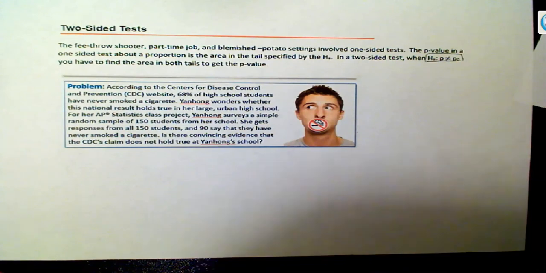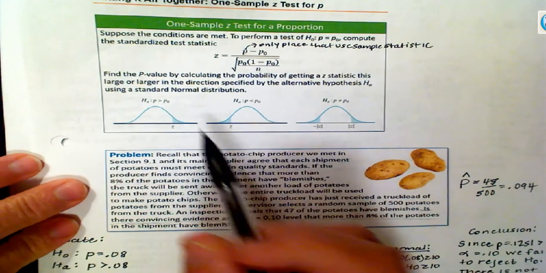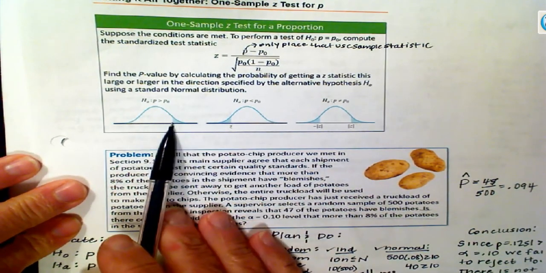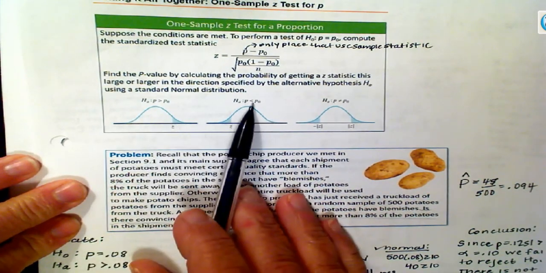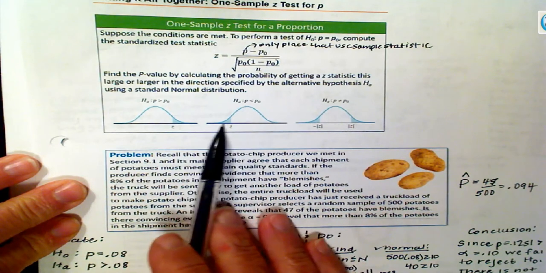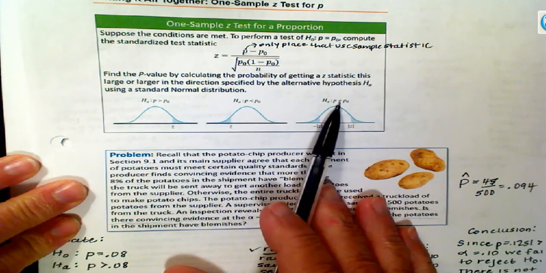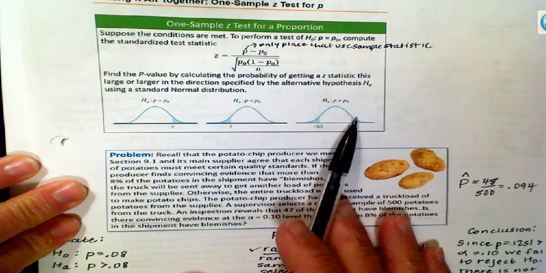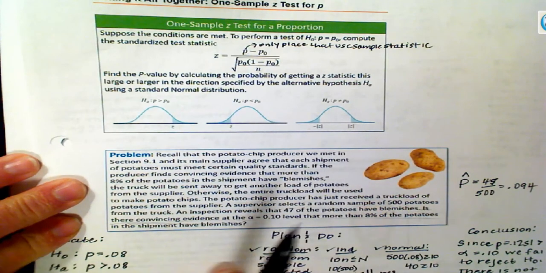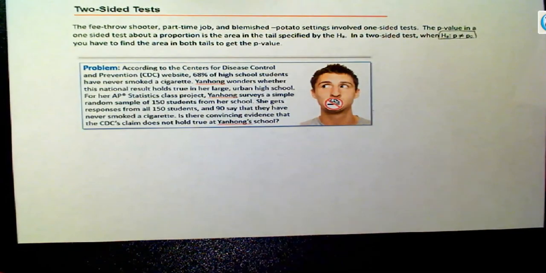So let me take you back just a minute to the page before. If you have greater than, you have your z-value, and that's one-sided. If you have less than, you get your z-value, and it's one-sided. But if you have not equal to, that's where you have a two-sided test. Okay? So we're going to walk through this one, and like I said, there's only one tiny thing that's different.